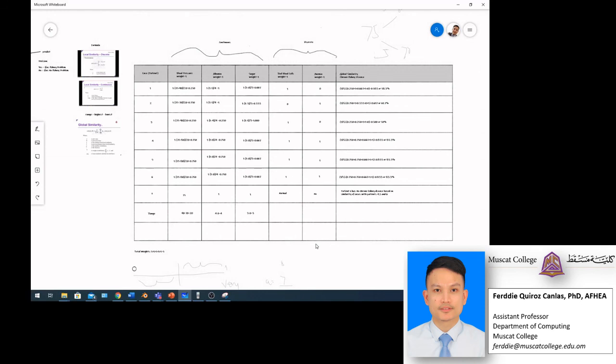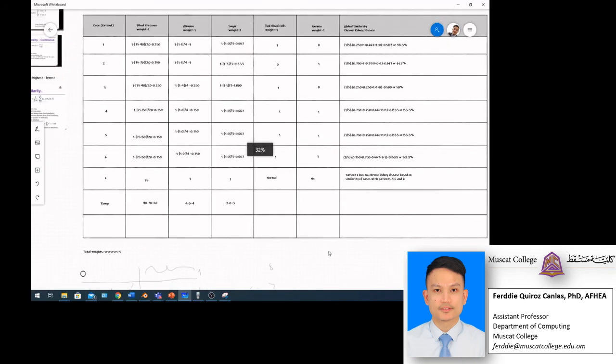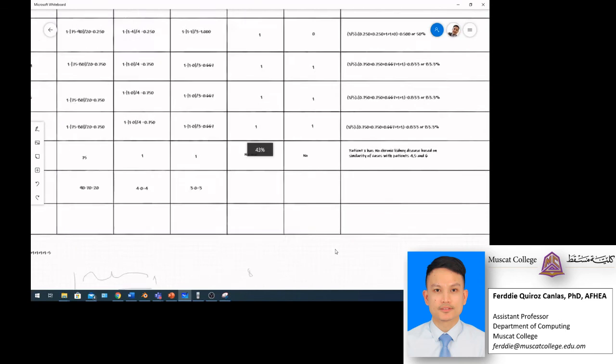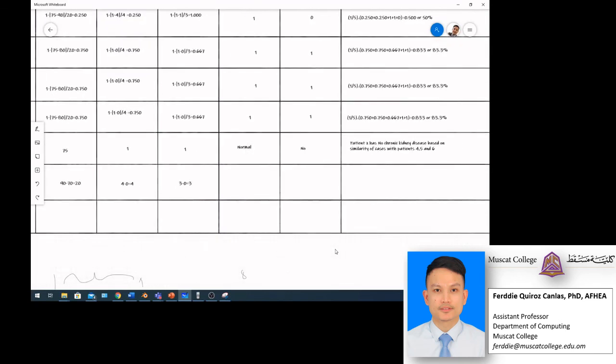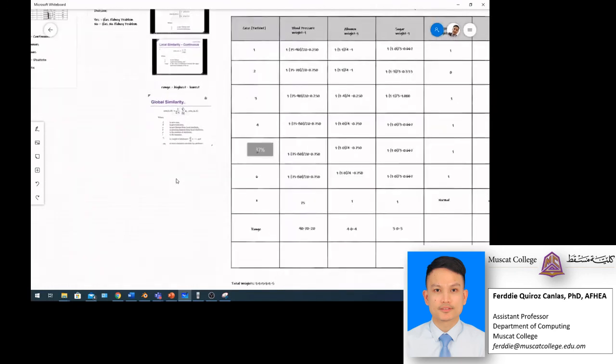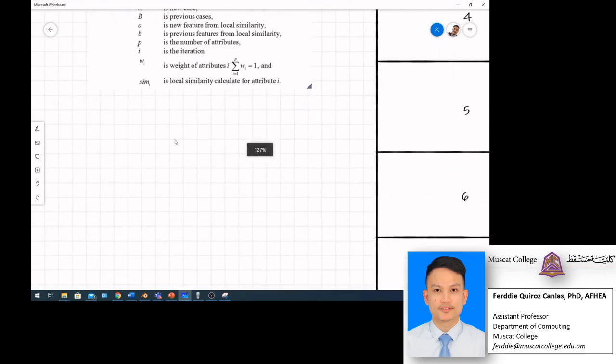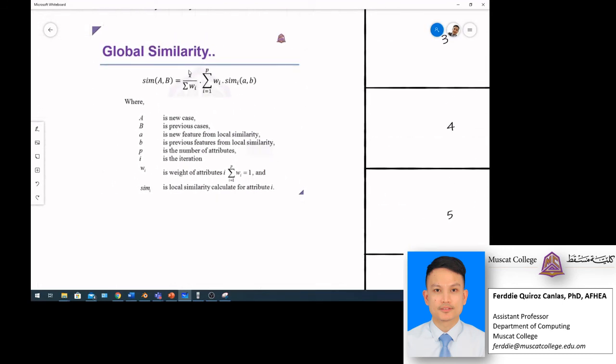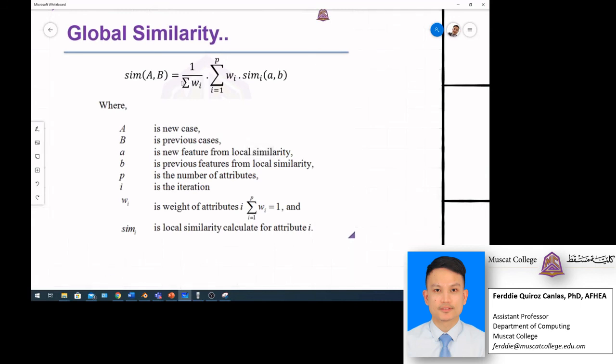Doctor, from where did you get 1 over 5? Yes, it's the sum of the weights. The formula says 1 over the summation of the weights. When you say summation, it means the total of the weights. Whenever you see this symbol, it means summation, or total of the weights.